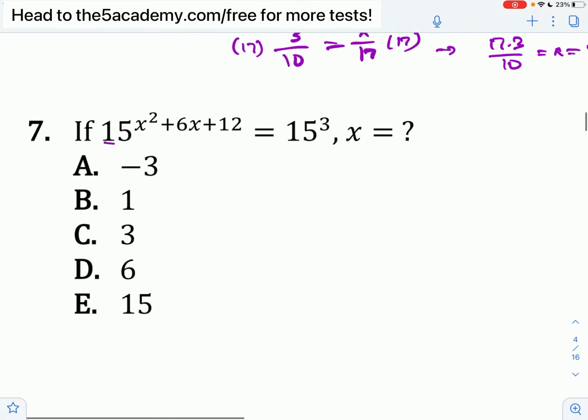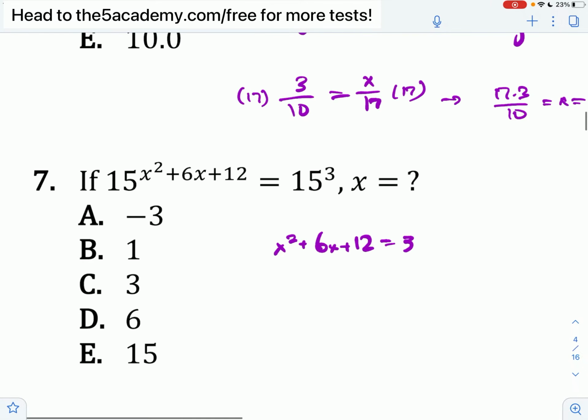If 15 to the x squared plus 6x plus 12 is equal to 15 to the third, then what's x equal to? What you can do is, since the bases are the same, you can just set the exponents to be equal to one another. Okay? You know how to solve this.